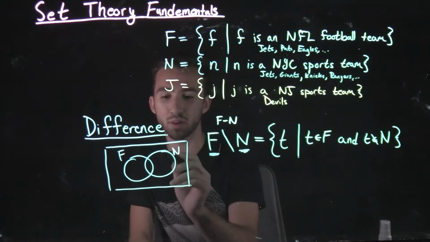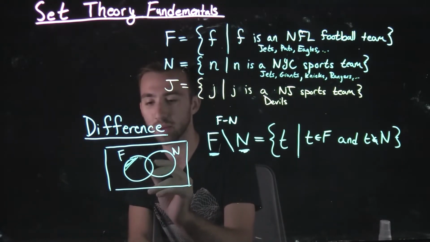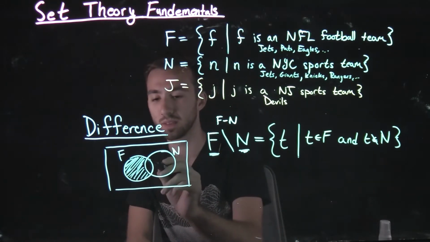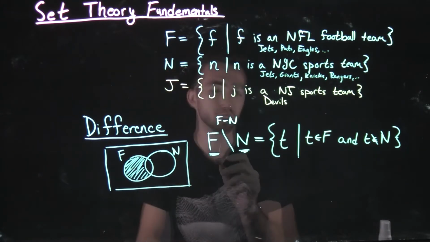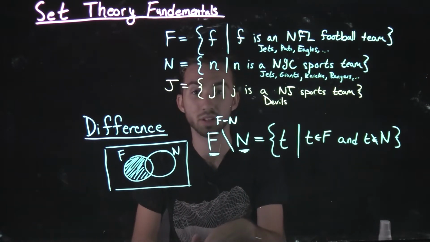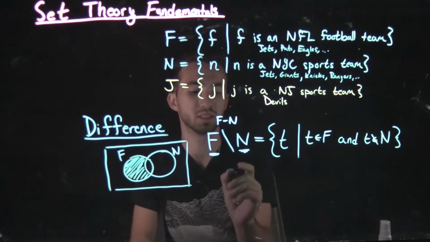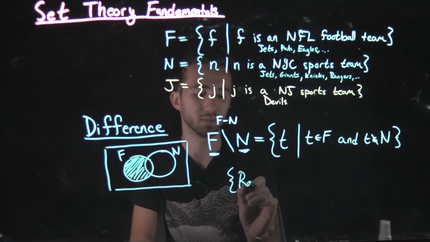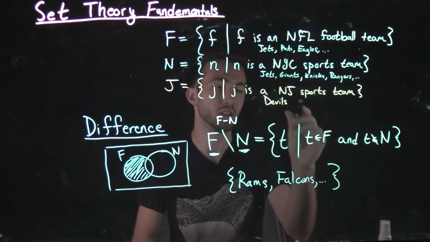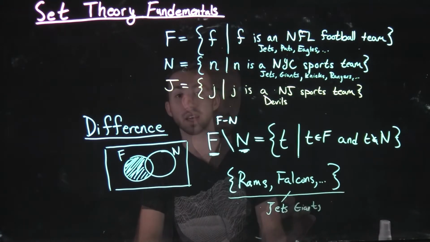So from our Venn diagram form, this is our set N. This is the intersection of the two. And we have everything except the intersection of F. So we're just kind of subtracting this little area off. So what would be this set? What is F minus N, or the difference between the two? Well, it's going to be all football teams that are not New York City football teams. So this will be the Rams. This will be, I almost said the Hawks, but I meant the Falcons, etc., etc. And the Jets and Giants will not appear. So this is not going to contain the Jets and the Giants. And that's the set difference.